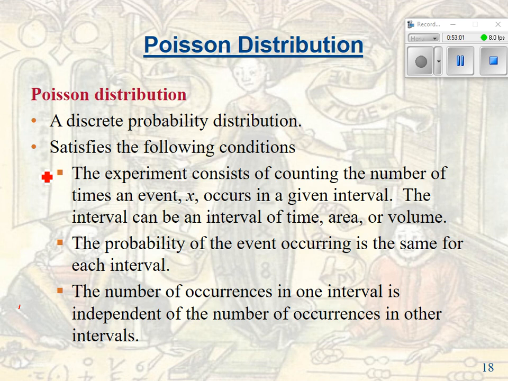The number of occurrences in one interval is independent of the number of occurrences in another interval. So in other words, if we go out and pick the acre right next to the school, then pick another acre somewhere over around New Paris, another acre over around West Manchester, they're all independent of each other. They don't affect each other.